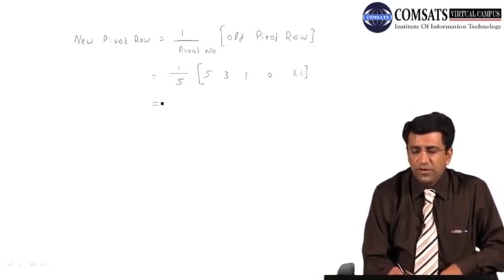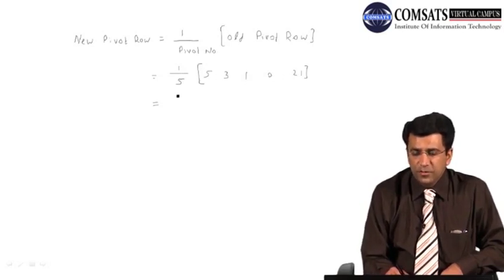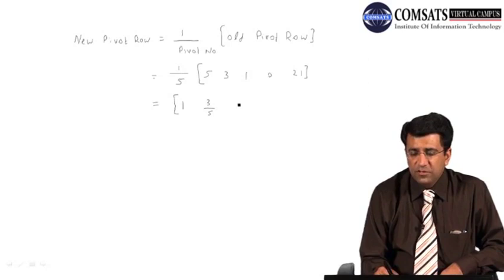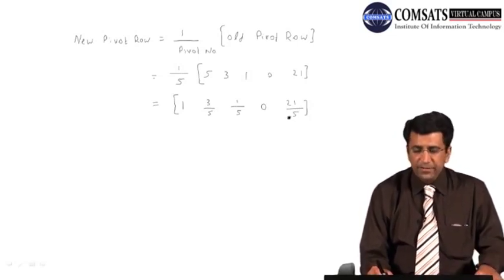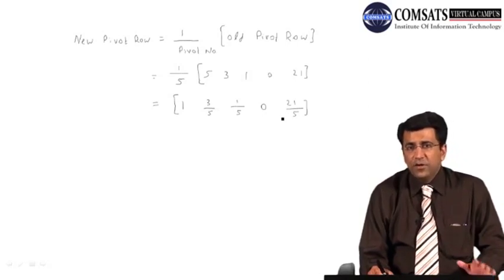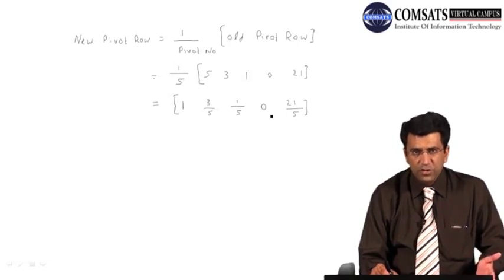Now what we will do is divide each value of this old pivot row by the pivot number. So we will get the new pivot row. 5 divided by 5 is equal to 1. Then 3 divided by 5 is equal to 3 by 5. Then 1 divided by 5 is equal to 1 by 5. 0 divided by 5 is equal to 0. 21 divided by 5 is equal to 21 by 5. So class, this is our new pivot row, and when we formulate the next table, we will replace the old pivot row with this new pivot row in that new table.